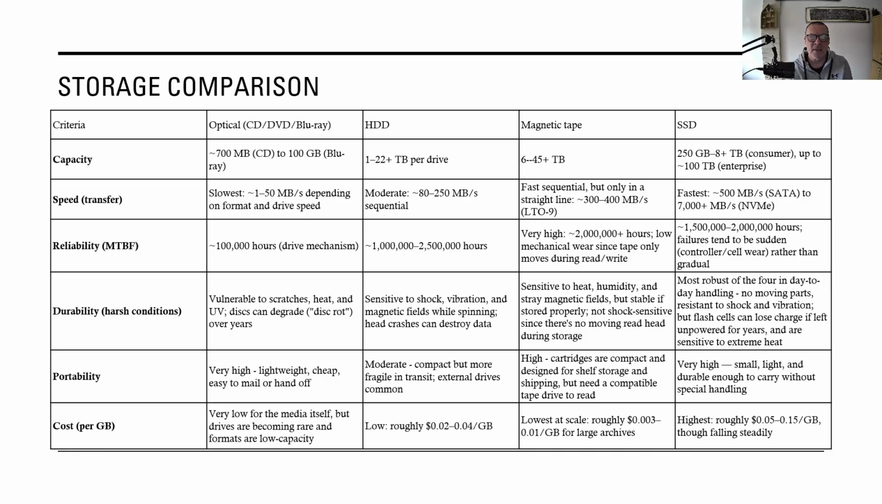Then magnetic tape. You can have very high capacity magnetic tapes, 6 to 45 or more terabytes on a tape. They're fast if you're transferring sequentially, reading back sequentially or writing sequentially, but obviously not if you want to do direct access to something. So they'll do about 300 to 400 megabytes a second. They're very reliable, about 2 million hours.